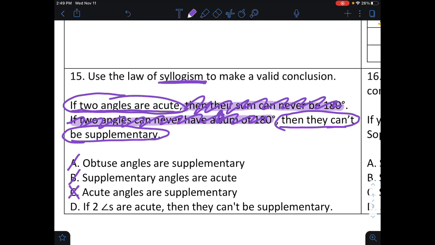If two angles are acute, then they can't be supplementary. That's exactly what it said. All right, so if you see, that is exactly what it said. If two angles are acute, then they can't be supplementary. It's the same exact thing.